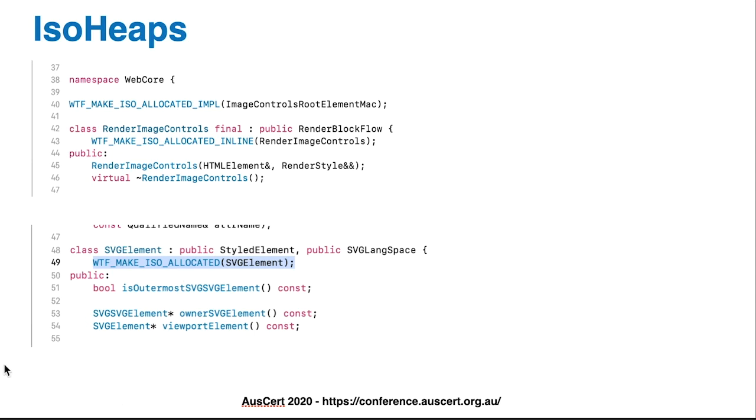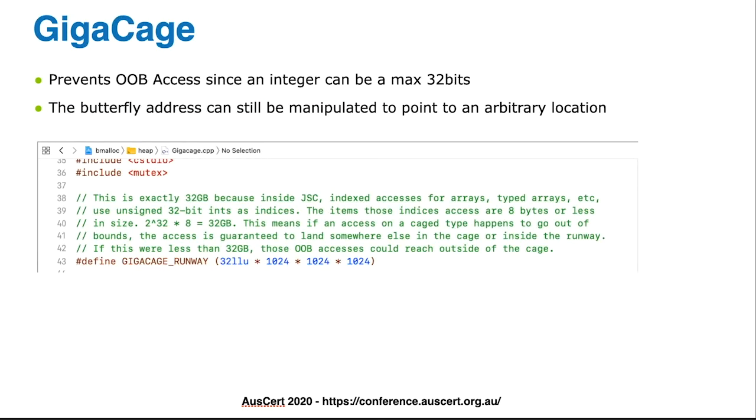So in this case, you can see that there's an ISO heap being created for the object type SVG element. Okay. Next, we have GigaCage, which basically prevents out-of-bound access.